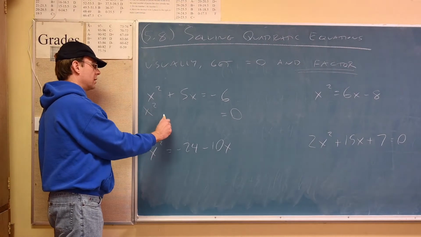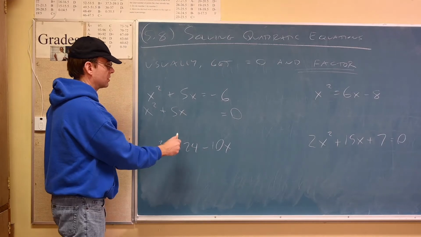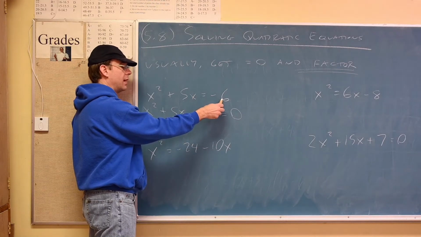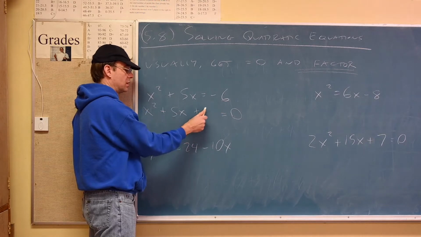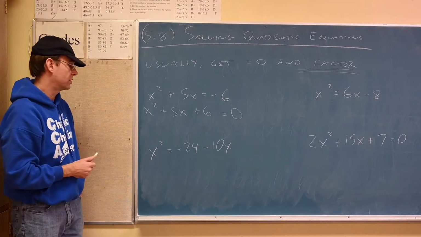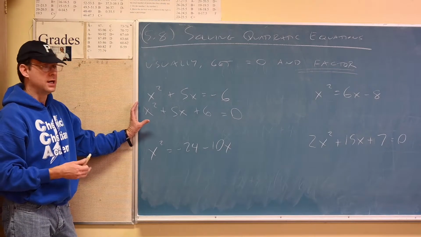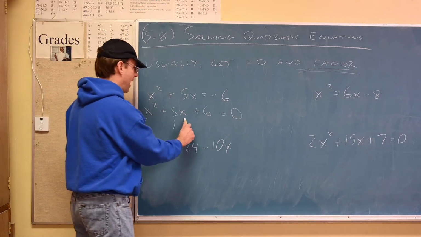So x squared is over here, plus 5x is over here. We'd like to collect everything to one side. So to get rid of the minus 6 that's in the wrong spot, we want to add 6 to do the opposite. So we'll add 6 to get it with its friends. Now we have a problem that we've been factoring all chapter equals 0. And our job is going to be to factor that.